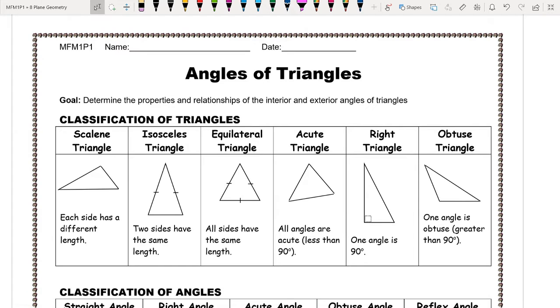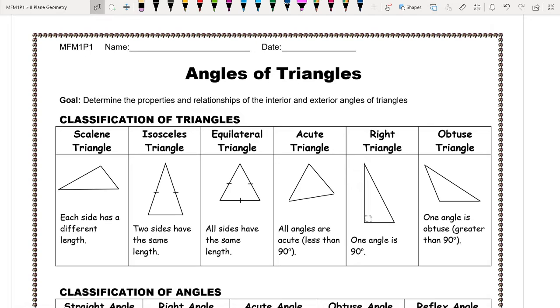Welcome class to this video on section 8.1, angles of triangles. In this video I'm going to go over with you how you can complete this handout, which you should have received via Google Classroom, all about the angles of triangles. And to start us off, we're just going to look at the classification of different triangles.